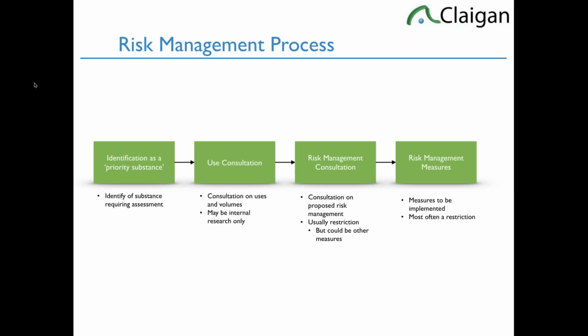We'll say a priority substance, something they want to do work on to determine what they're going to do about it. Then they have a variety of consultations, first on its uses and volumes usually. Sometimes they might have enough internal data, which Europe, because of all the registration data, may have more data. But often they do some level of consultation on where it's used and whether it even makes sense to be a priority substance. And you'll see this in Canada and the US in particular. Europe has a bigger database and doesn't necessarily do it as often because they already have a lot of the use and volume information.